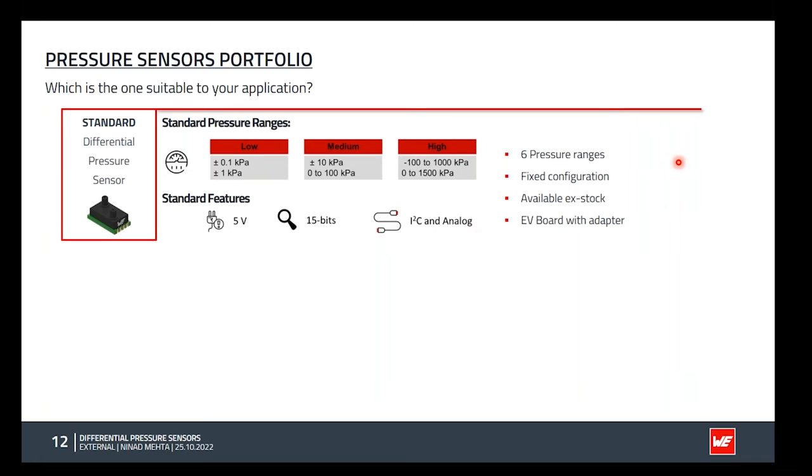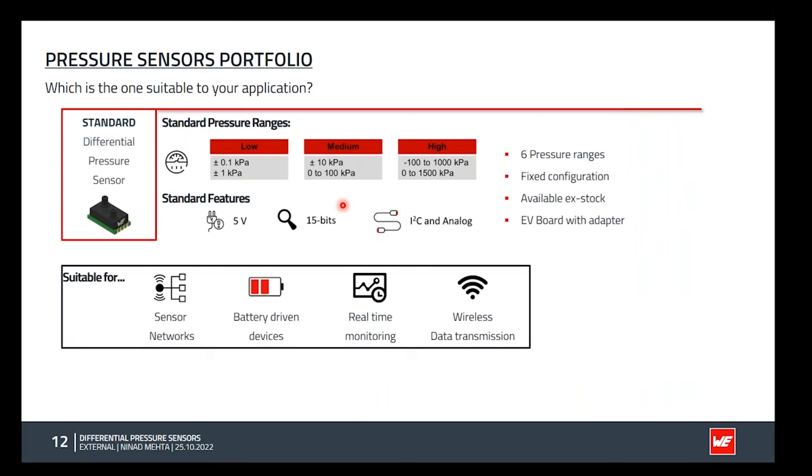So you can either choose to read out the data with the digital interface, or also have an analog output. So these are the fixed configurations. In this configuration, the sensor is perfectly suitable for multiple sensor networks, where you need more than one sensor on the same bus, or even in battery-driven applications, or for real-time monitoring. With the digital interface, you get fast data transfer, and the sensors are also suitable for wireless data transmission.